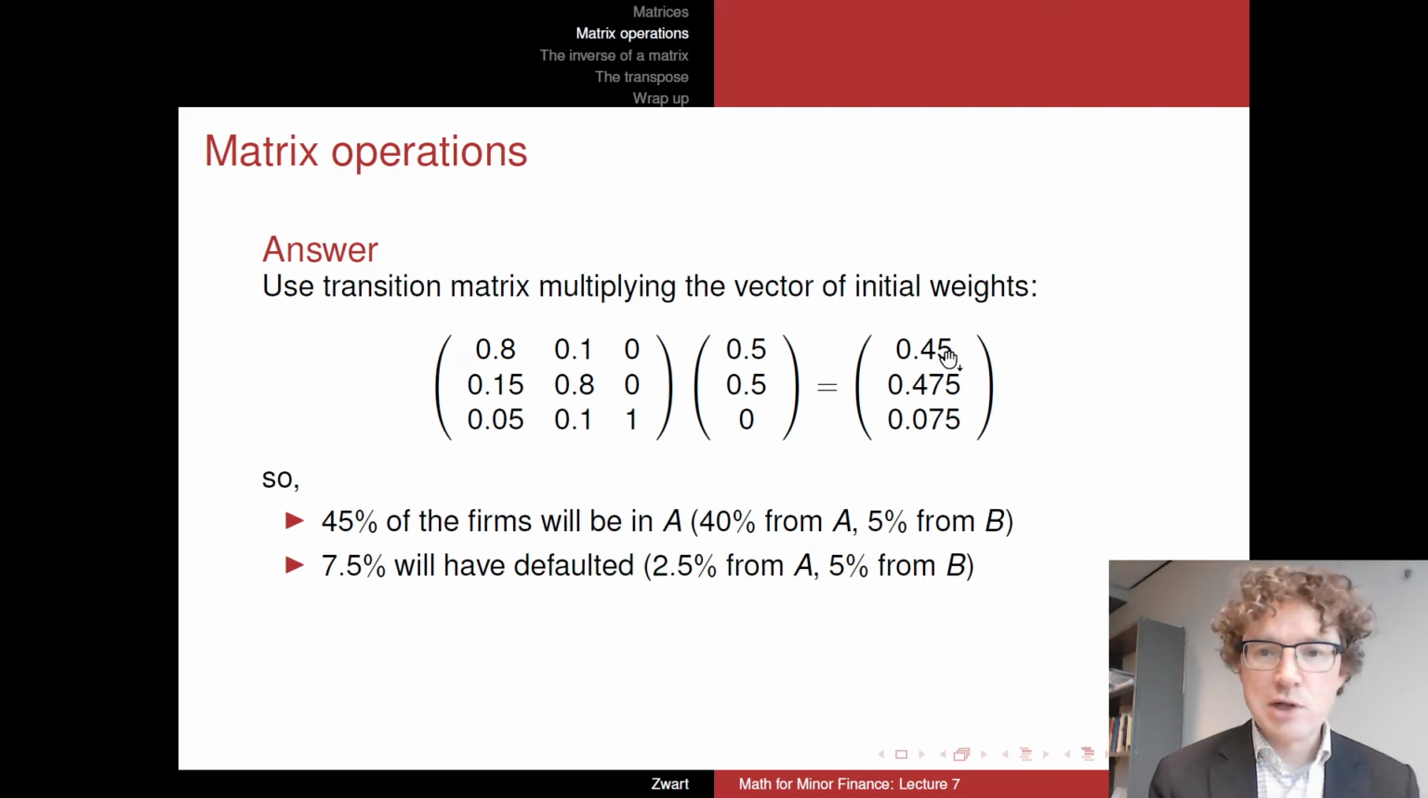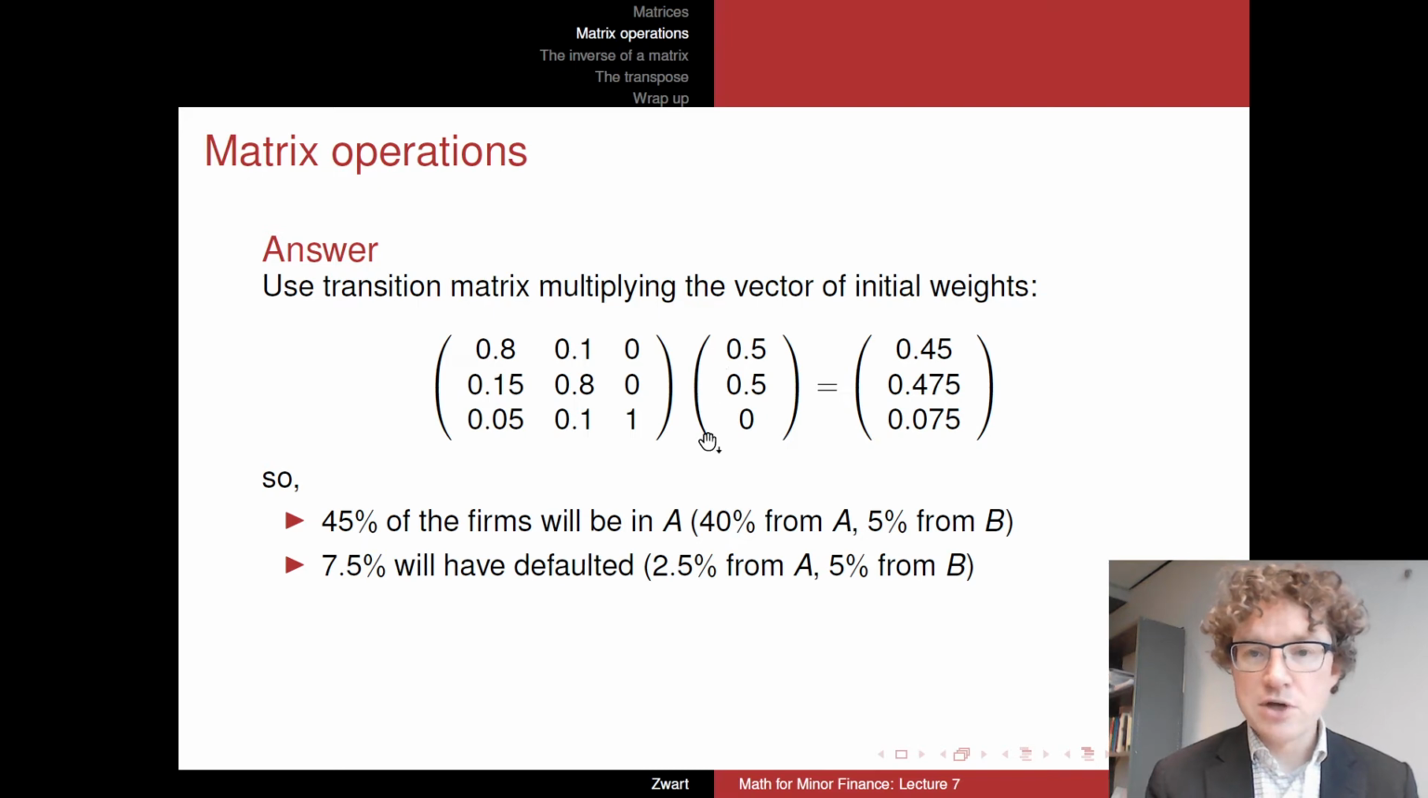So, for instance, we would like to know how many firms would like to be in category A next year. So which firms would that be? Well, it would either be those firms that today, this year, are already in category A and stay there. So that's 80%, 0.8 times half, 0.5 that are already in A this year. So that contributes 40%, 0.4 if you do the computation.